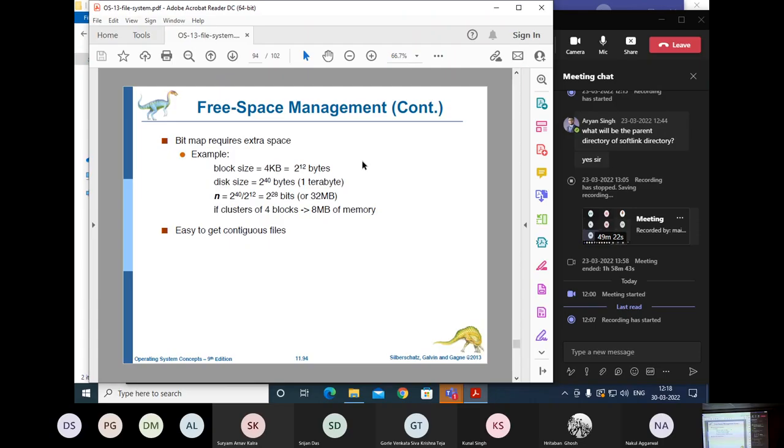Get that? Otherwise, you might think it's about 2 to the power 28 bytes, but that will be bits, not bytes. Be very careful.